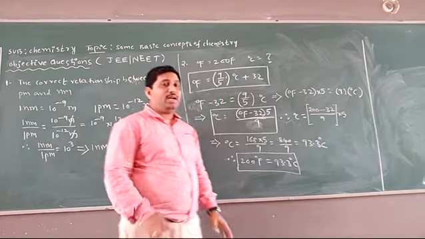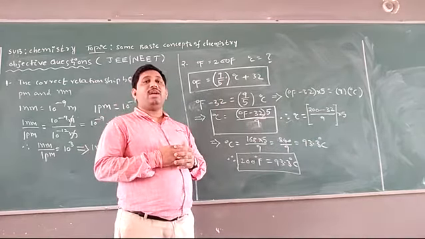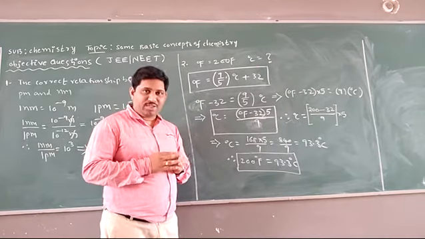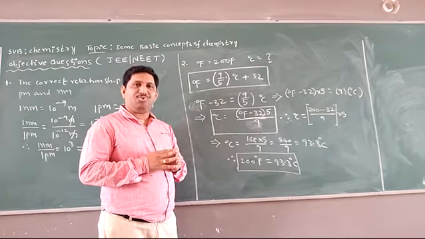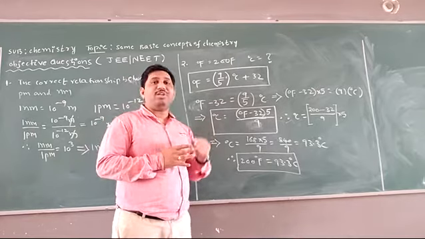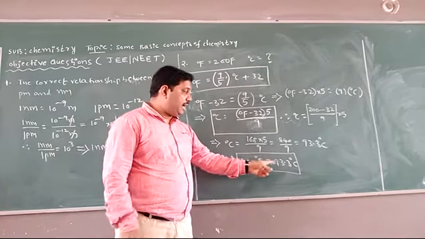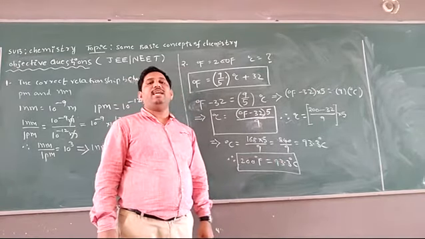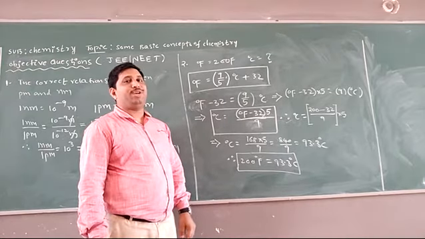If the temperature in the Fahrenheit scale is 200 degree Fahrenheit, then the same temperature in the Celsius scale is 93.3 degrees centigrade.